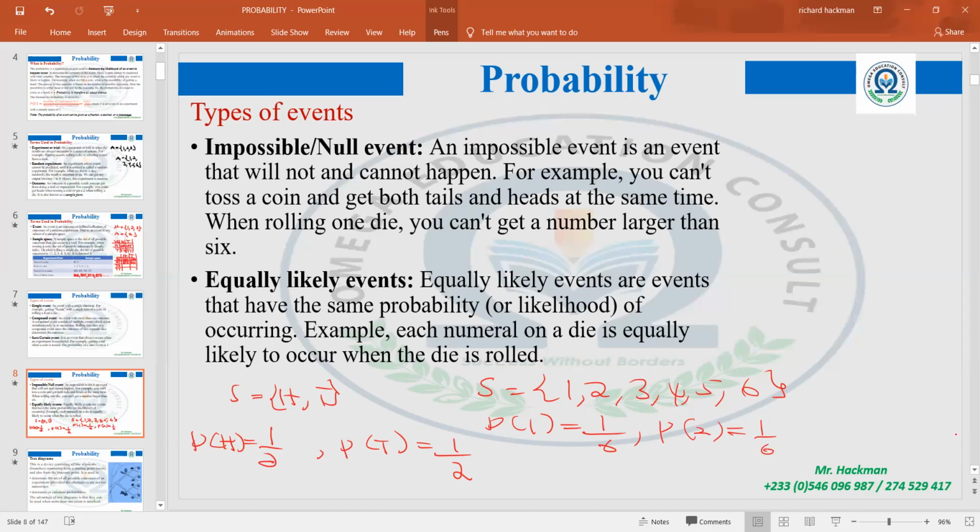And since each event has the same probability, that is the likelihood of occurring. We are looking at the events to be equally likely. Is that clear? So if I mention equally likely events, I believe that you should be able to relate very well. Am I clear? Very good. Any questions at this point?